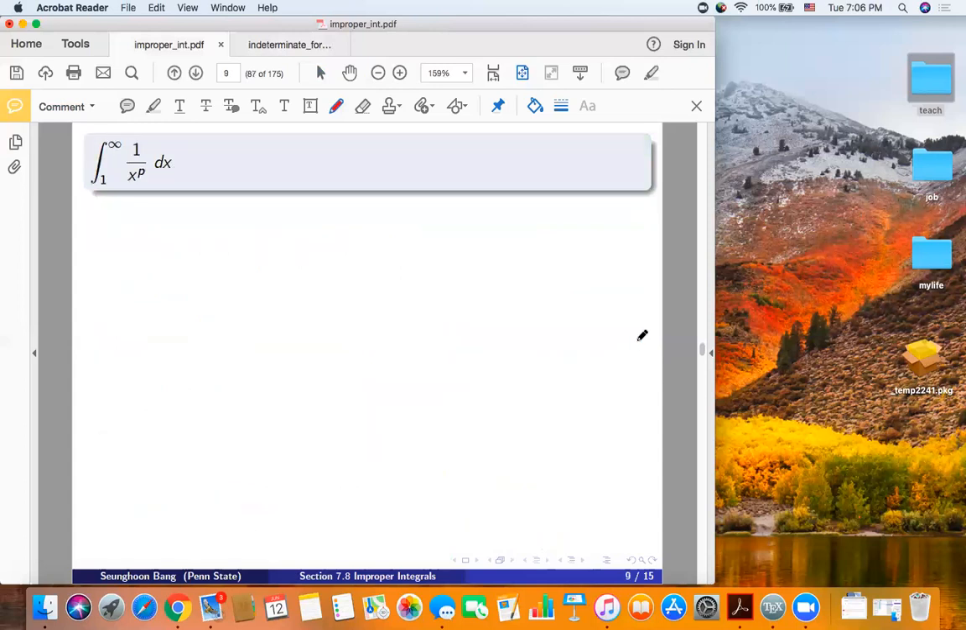So we have one good result. The integral from 1 to infinity, 1 over x to the p dx, is convergent if p is greater than 1, and divergent if p is less than or equal to 1. So we have one good result. So, one example.